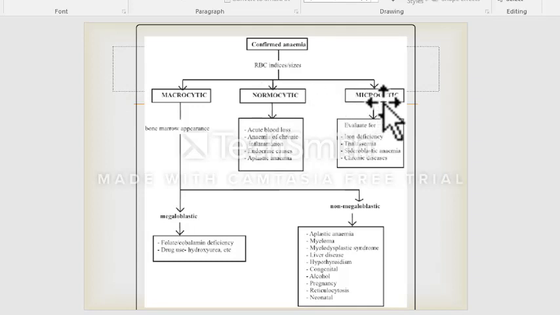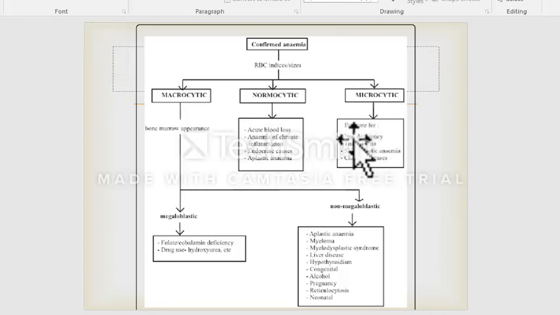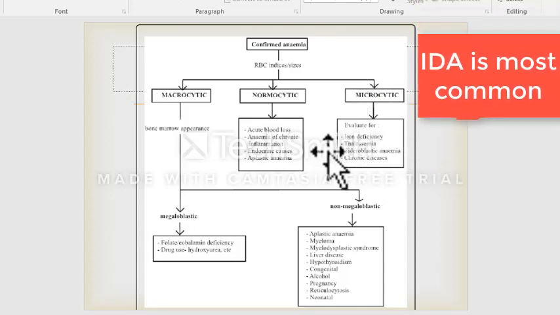While in microcytic anemia, the level of MCV is less than 76 femtoliter. Therefore, in microcytic anemia, there are four types of anemia: iron deficiency anemia, thalassemia, sideroblastic anemia and anemia of chronic disorder. In microcytic hypochromic anemia, iron deficiency anemia is the most common type of anemia.